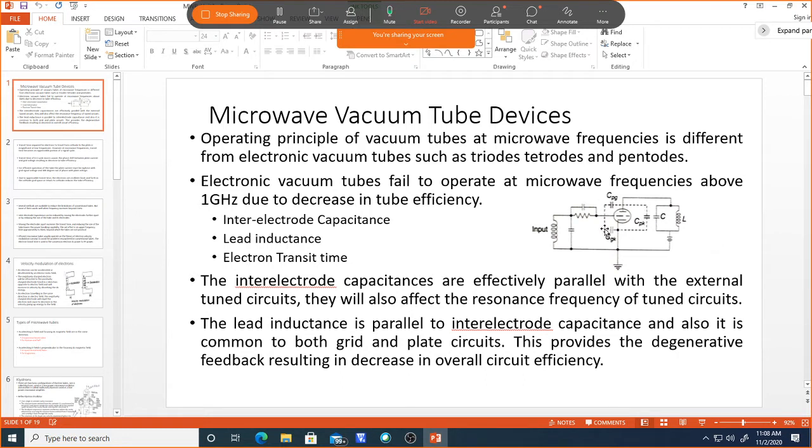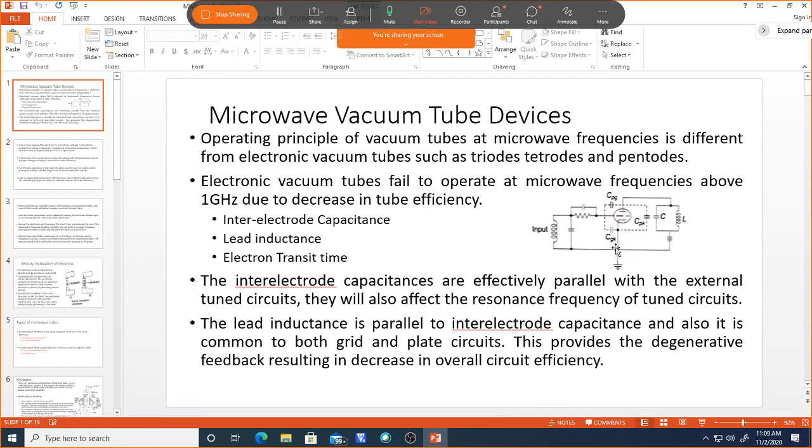Because of this inter-electrode capacitance, it is very difficult to produce power at higher frequency using these electronic vacuum tubes. And also lead inductance, as I said, becomes parallel with this inter-electrode capacitance as well as the tuning circuit. So this again decreases the overall efficiency of the tube as well as the overall circuit efficiency.